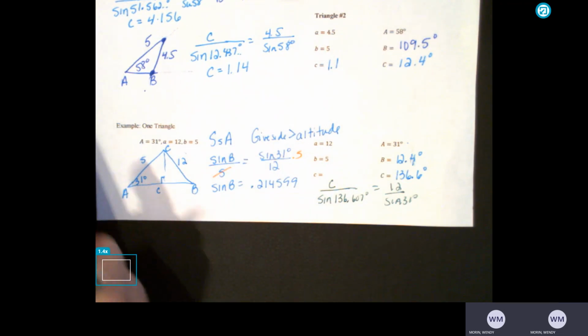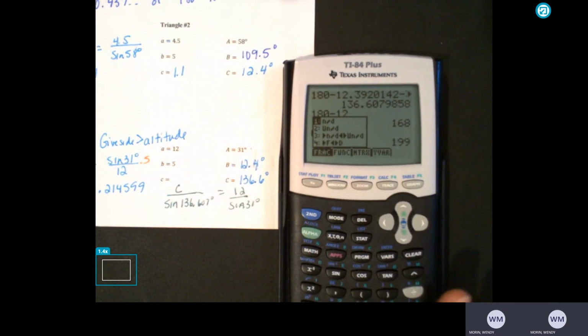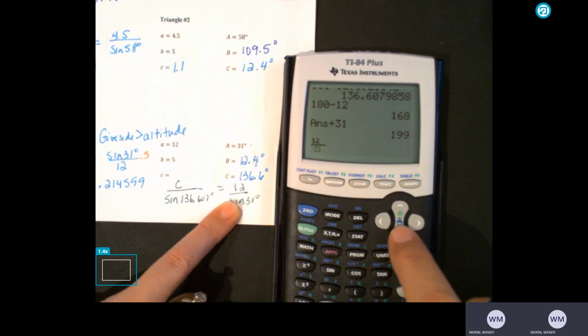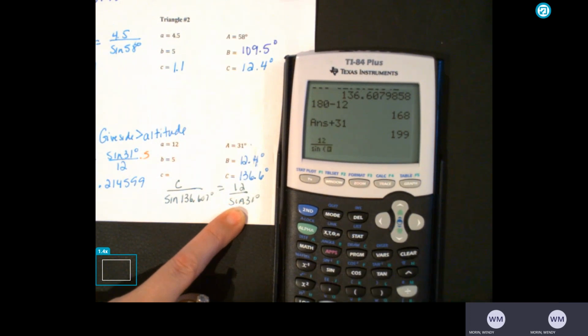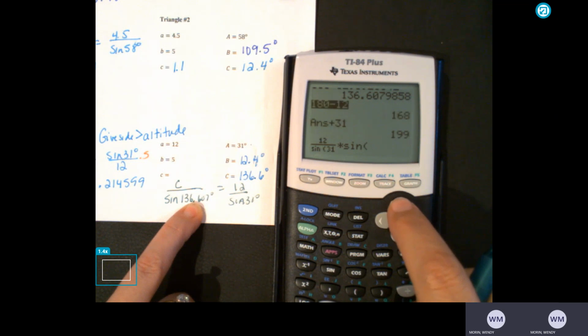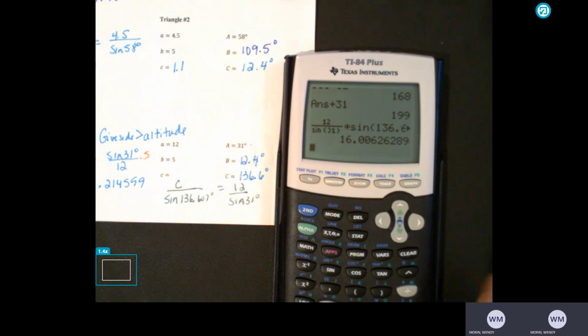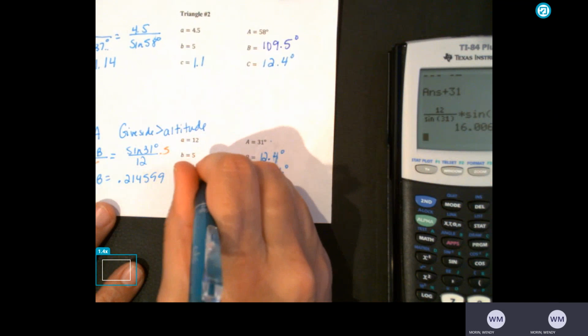So now I will show you what we're typing in. I'm going to take the 12 divided by the sine of 31, and I'm going to multiply it by the sine. And again, I want to use the full decimal from my calculator. So if I arrow up, I select it so I don't have to retype it, and I know I won't type it wrong, and I know that I will be as accurate as I possibly can be. And there you get side C rounded to a tenth is 16.0.